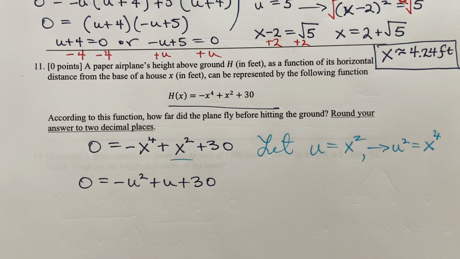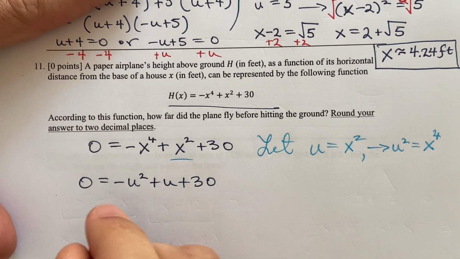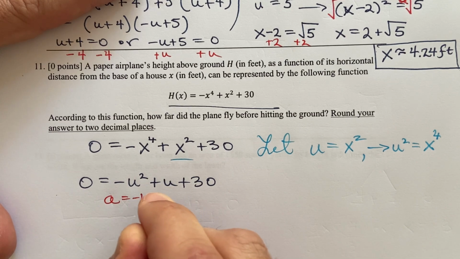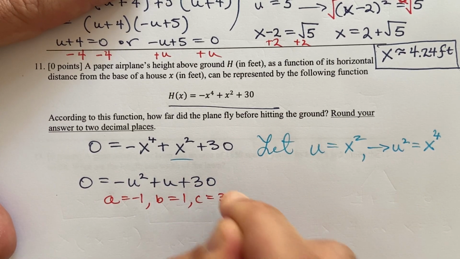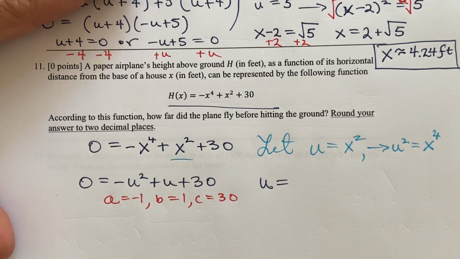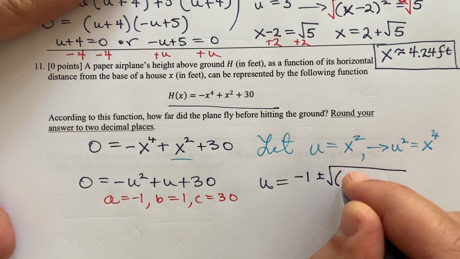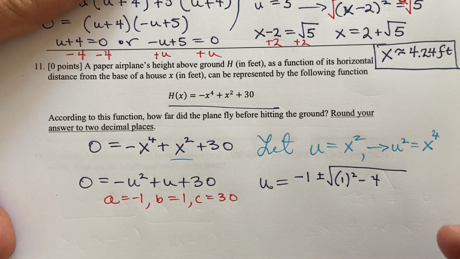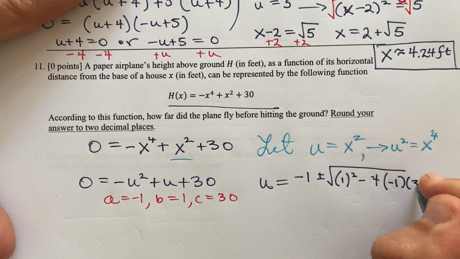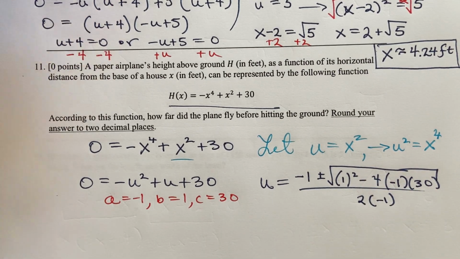I'll go ahead and use the quadratic formula this time. I believe it does factor, but let's just go ahead and use the quadratic formula. I have an a of negative 1, a b of 1, and a c of 30. So u would equal, right, not x, but our variable here is u, the opposite of b, so opposite of negative 1, plus and minus the square root of 1 squared minus 4 times negative 1 times 30, all over 2 times negative 1.